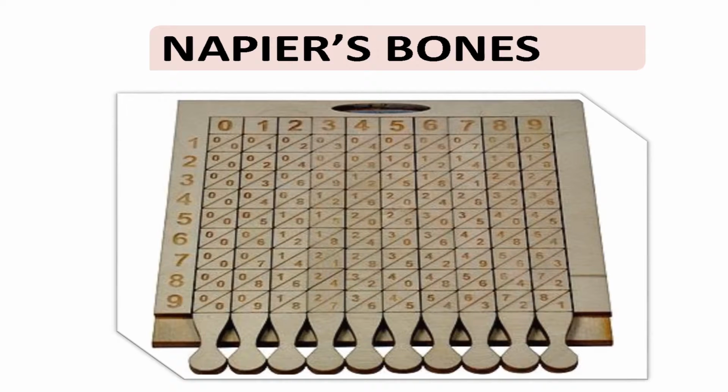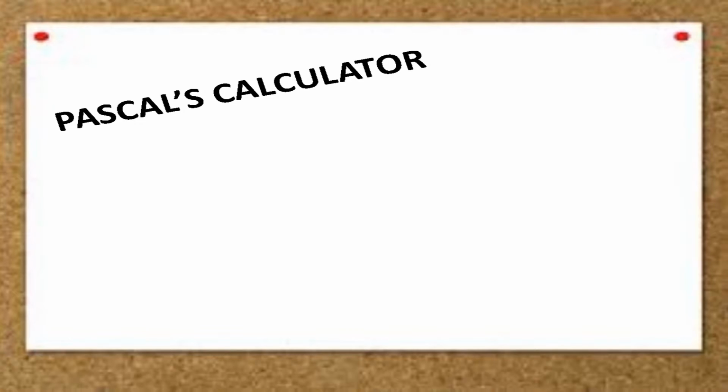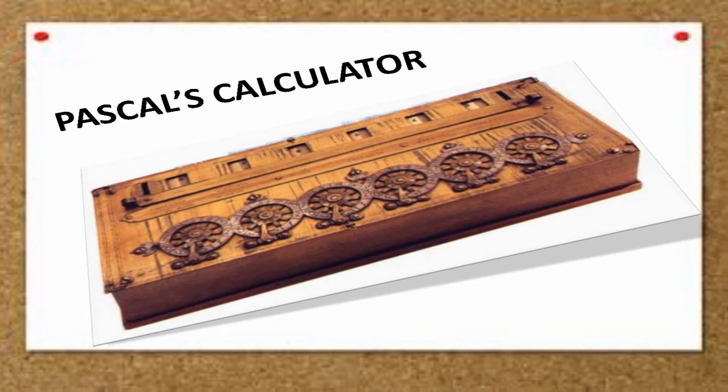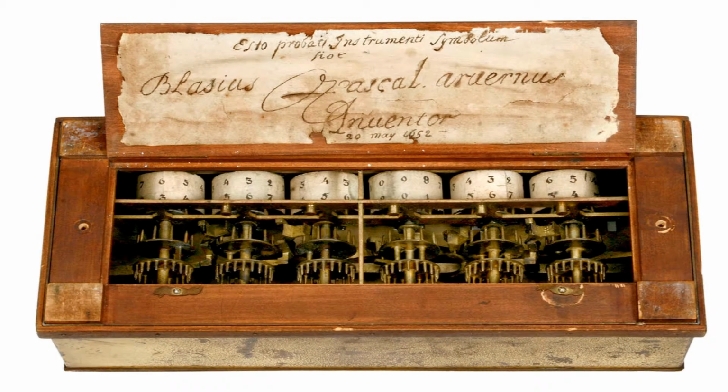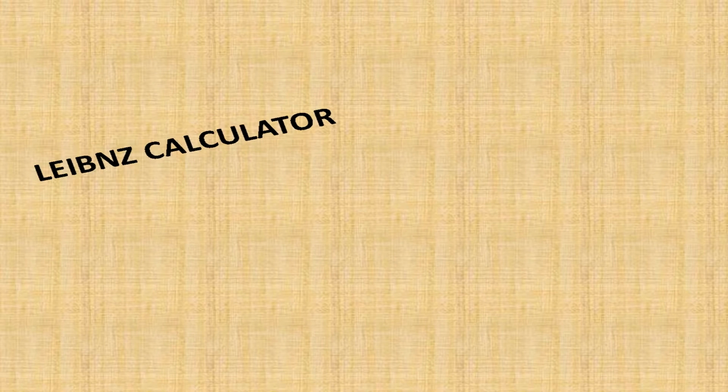After that, Pascal's calculator was introduced. It was a mechanical calculator, also called Pascaline. This machine could perform addition and subtraction of two numbers directly, while multiplication and division operations were done through repeated additions or subtractions. The next is Leibniz's calculator.